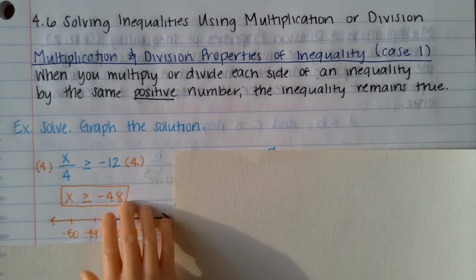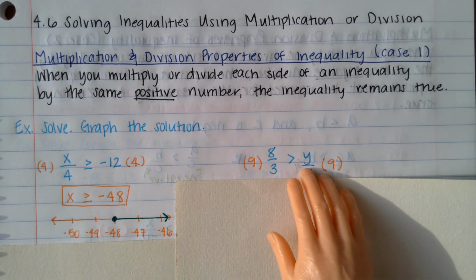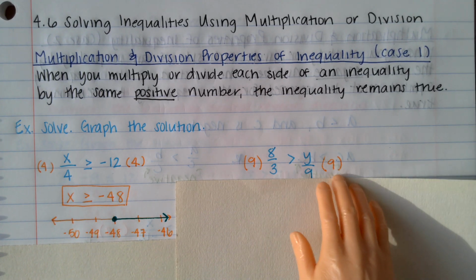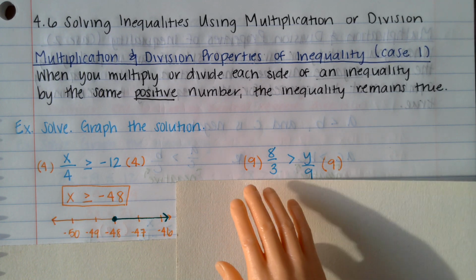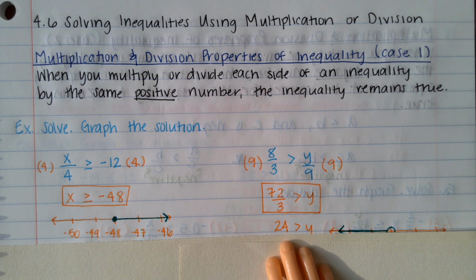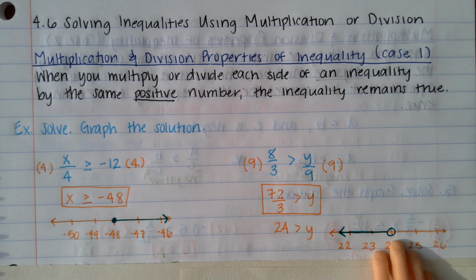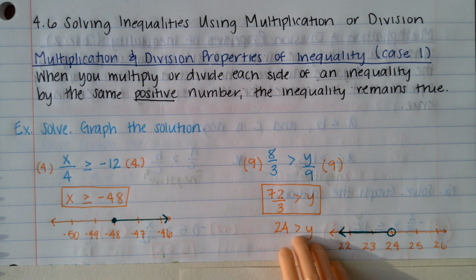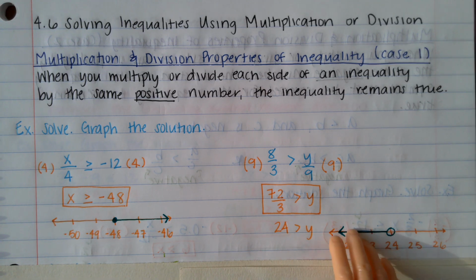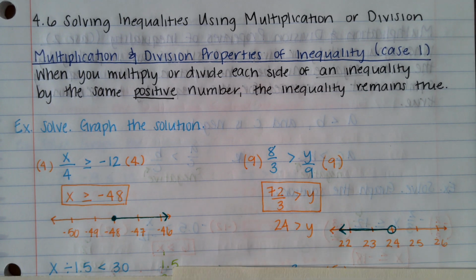numbers greater than 48. Over here we have 8/3 is greater than y over 9, and again this represents division, so we need to multiply on each side to get y by itself. Then we have 72 over 3, which reduces to 24 is greater than y. This has an open circle because it is just a greater than, not equals to, and y is less than, so we shade the numbers less than y, or less than 24.